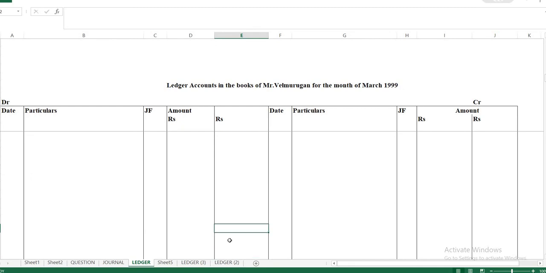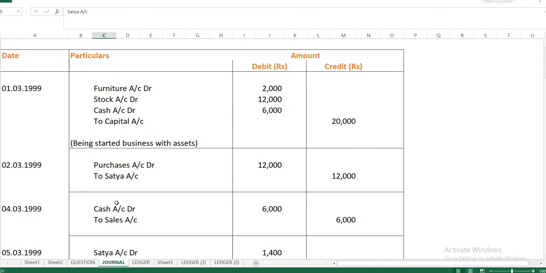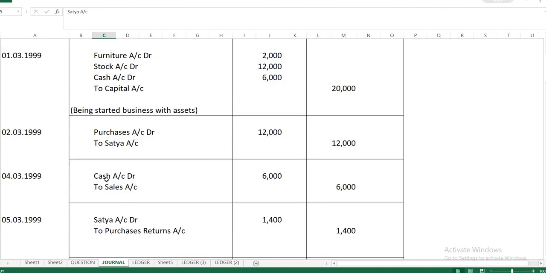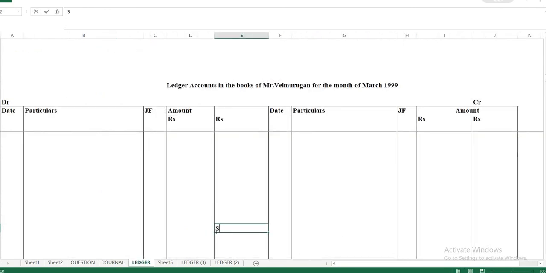Okay, so let me start out here. Satya account, and then what transactions? Cash account I already created here, so no need to prepare the cash account. Sales account I didn't prepare yet, so I have to mention the sales account.